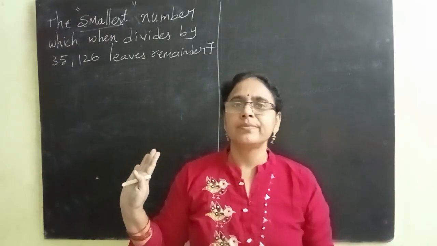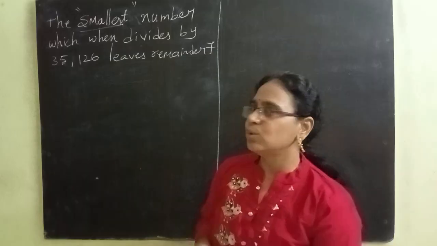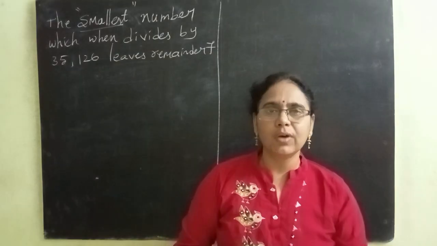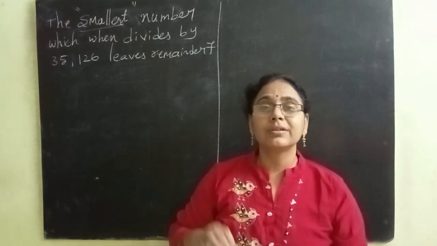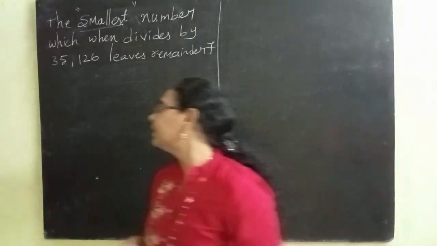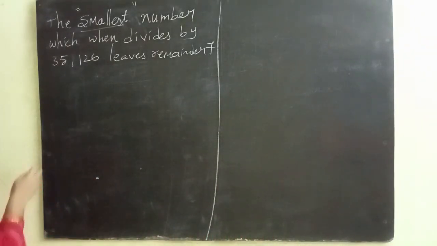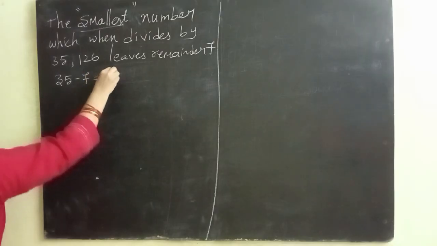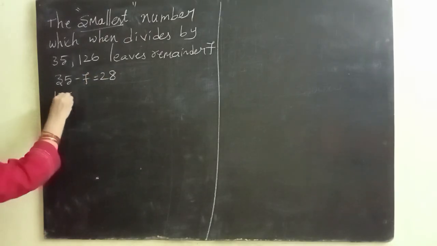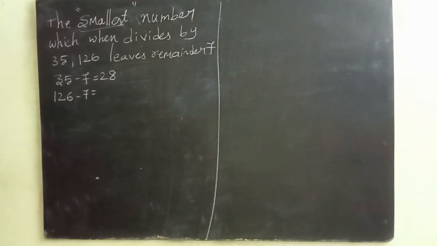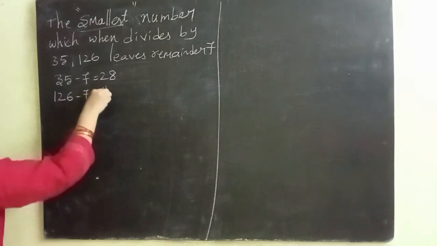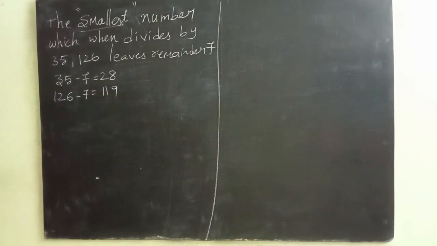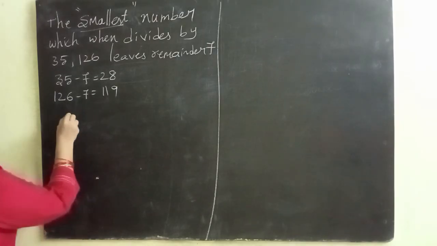We are clear. What next? He gave two numbers, but the remainder is only one. So you have to subtract the remainder from every number. That means 35 minus 7, how much? It's 28. 126 minus 7, it's 119. We have to find the LCM of these two, 28 and 119.